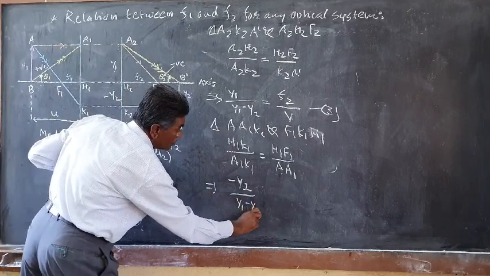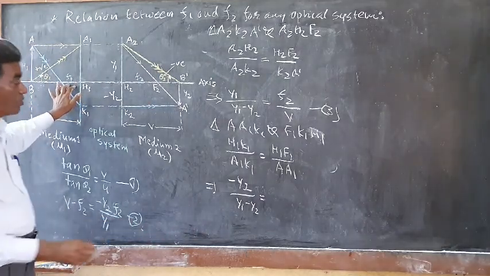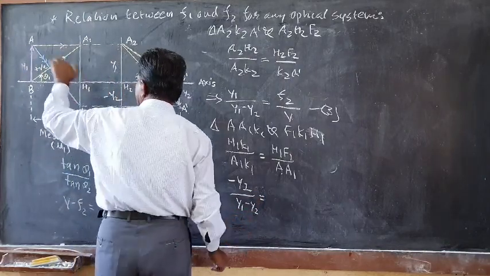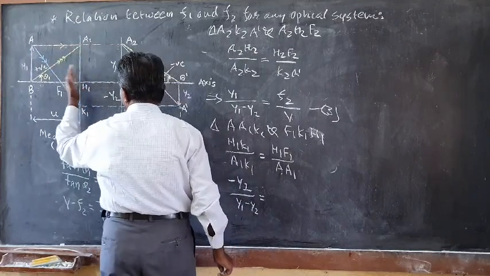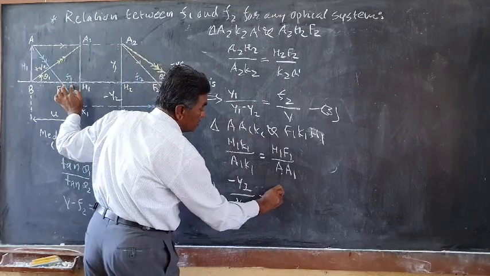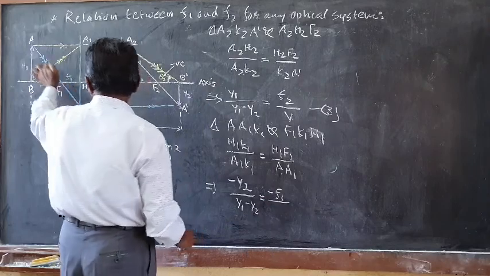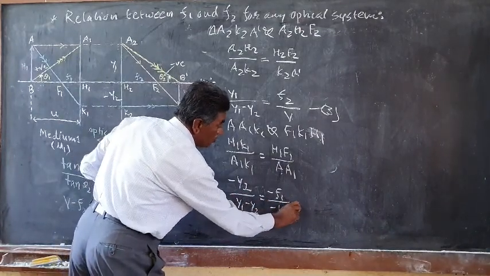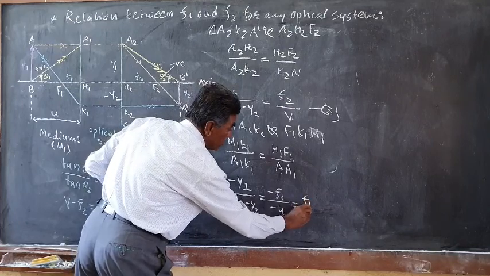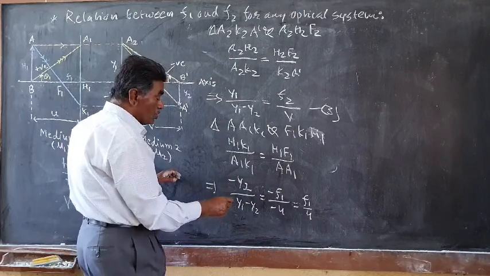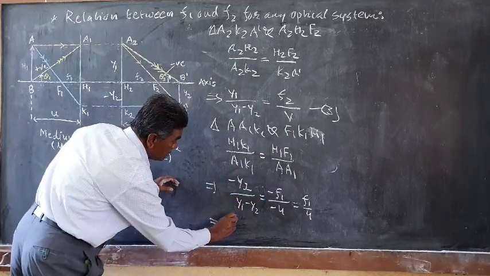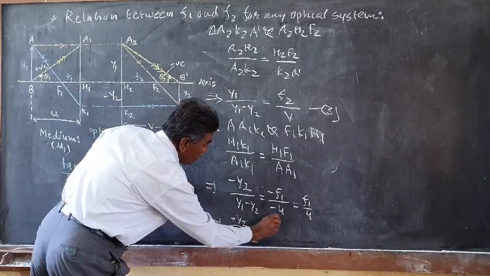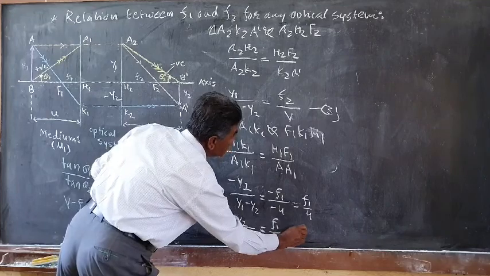So this will be equal to H1 F1, which is nothing but the first focal length of the lens system. It lies to the left, in the opposite direction, and distances measured in the direction opposite to the direction of light from the lens system are taken as negative. So F1 is minus F1 divided by A1. This A1 is equal to u, which is also negative, so minus u, and minus minus becomes plus. So we are getting F1 divided by u. So directly we can write minus y2 divided by y1 minus y2 equal to F1 divided by u. So this is the fourth equation.